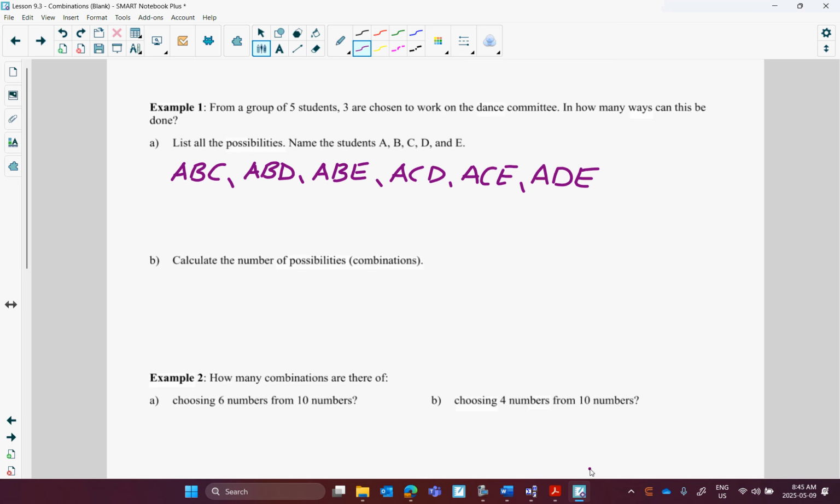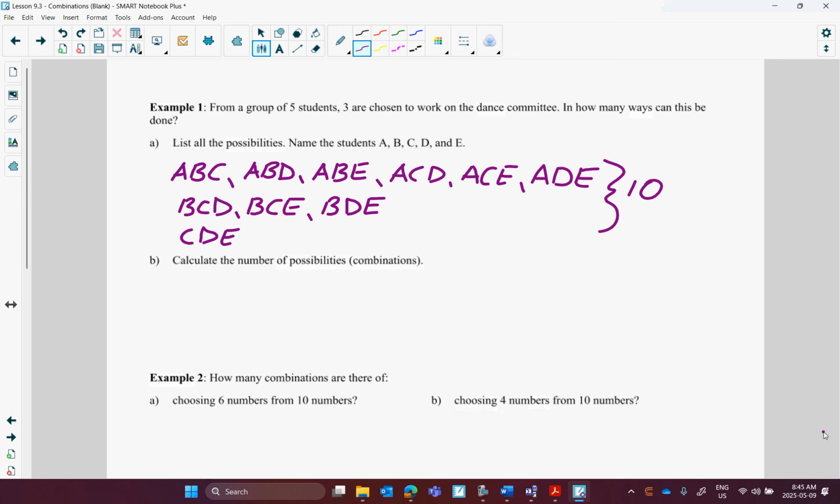For B, I could have B, C, D. I could have B, C, E. Or I could have B, D, E. Can't use A because I've already done them up here. And then there's one possibility left without A, B, and C, and that would be C, D, E. All the other ones I've written in some different order. So that gives us 10.